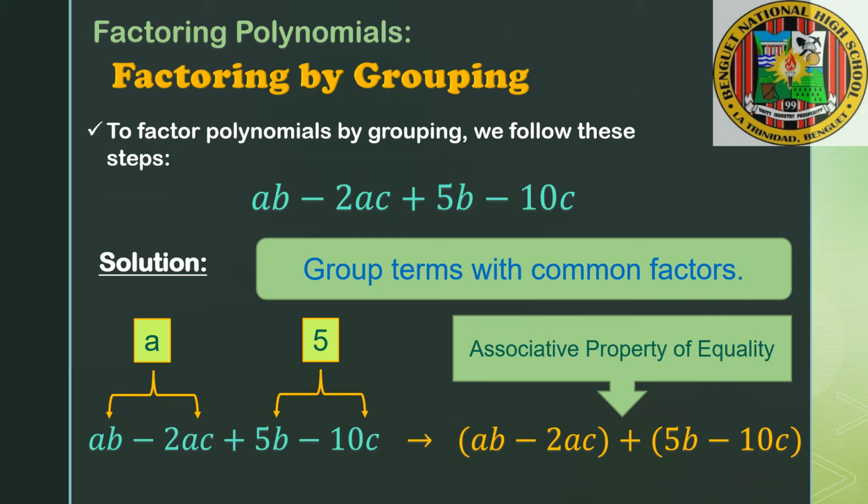Also, we can have a different grouping aside from the one shown here. If you observe, negative 2ac and negative 10c can have negative 2c as a common factor, while ab and 5b have b as their common factor. We can also use that grouping. But for this solution, let's just stick to the grouping that we've already made.